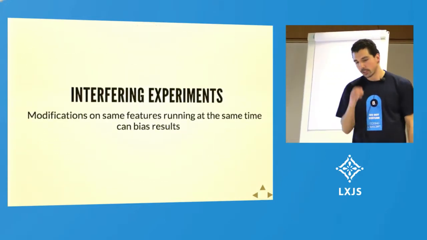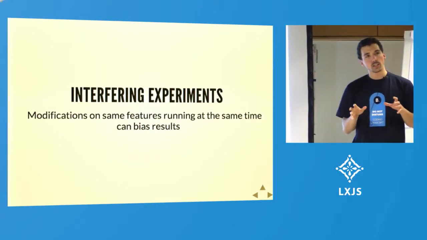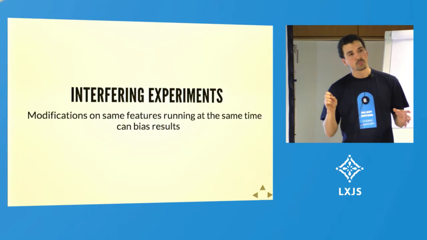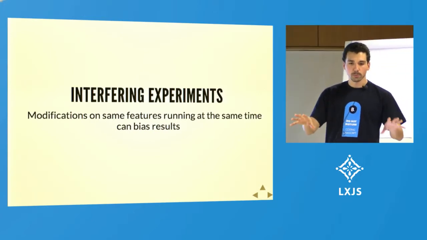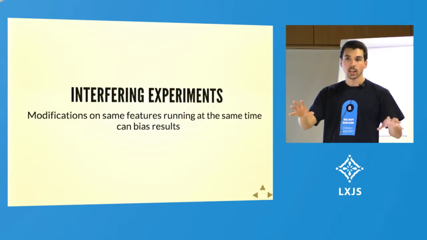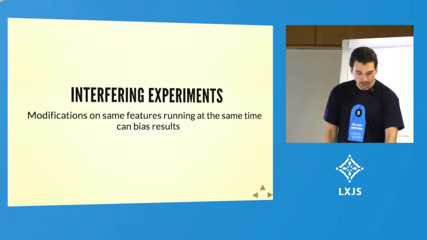Interfering experiments. This is an interesting one. Sometimes when you do a lot of experiments, you can have ones that are influencing each other. Maybe the two experiments by themselves are not having an impact. It's like, okay, it's fine. But the two together actually make a difference.